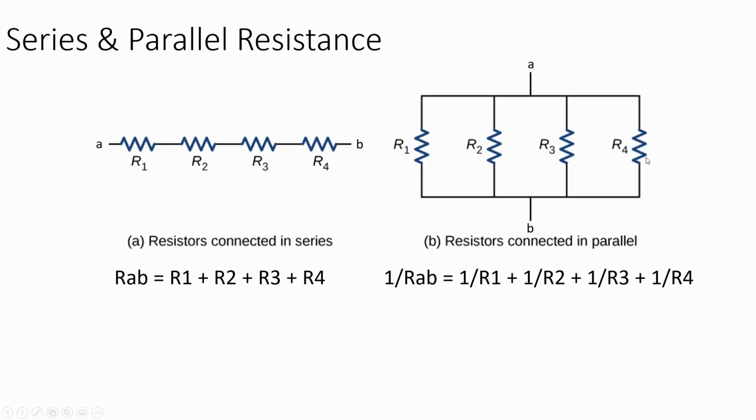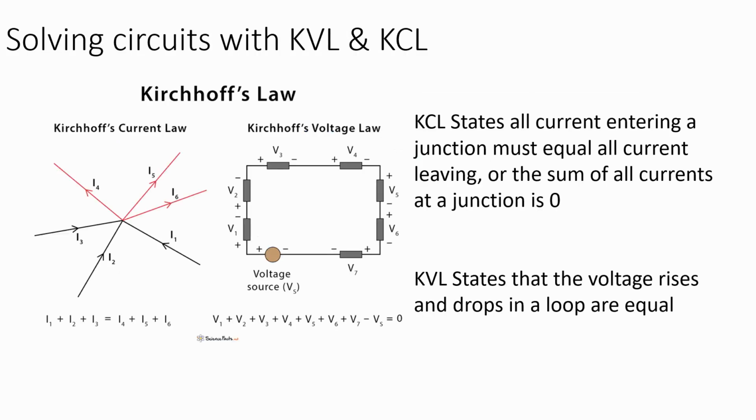So let's say all of these were 5. The overall resistance is going to be 5 over 4, I think. Let me think. 1 over 5, 1 over 5. Yeah, 5 over 4. So when you have a split, your overall resistance is always going to be less than any of the individual resistances.